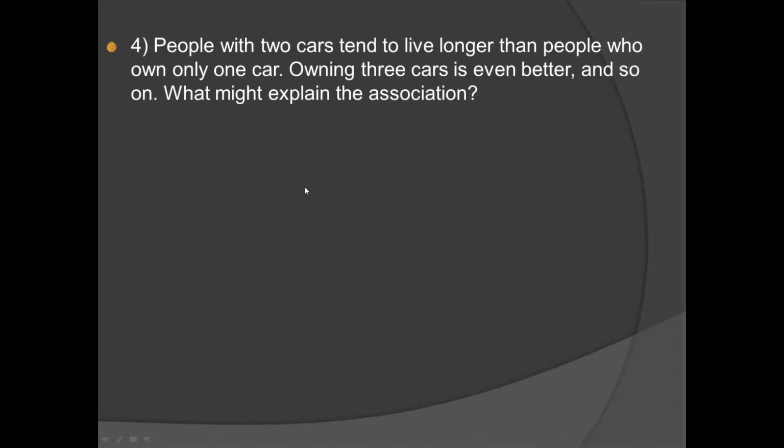Again, if you own 2 cars, you tend to live longer than people who only own 1 car. Owning 3 is even better. So I'm going to go out and get me 2 cars. I just decided. What might explain the association? Again, it's money, just like in the previous one.